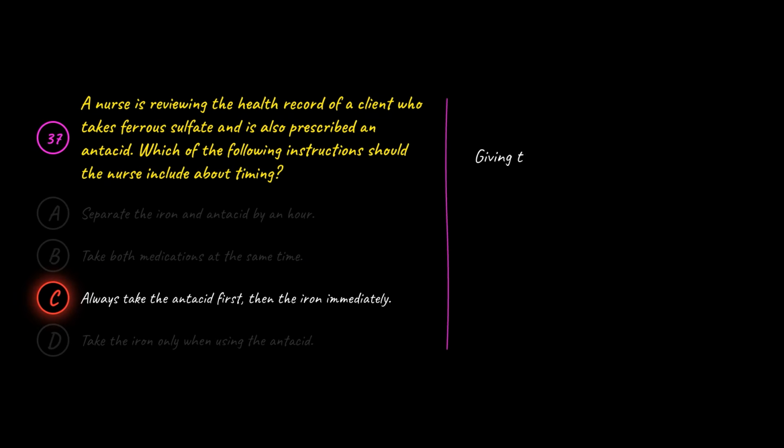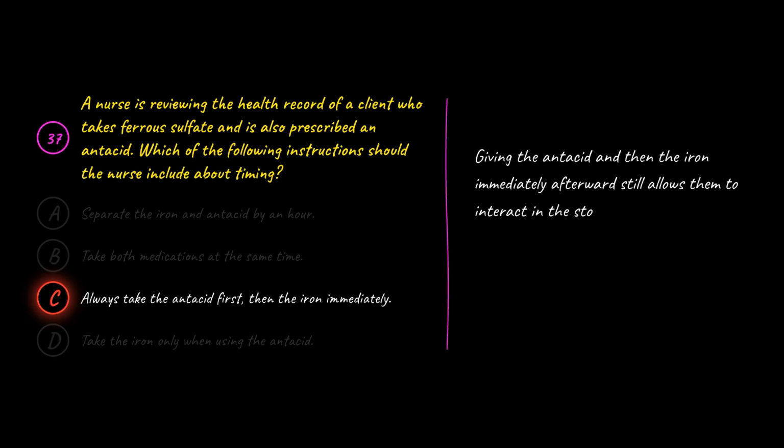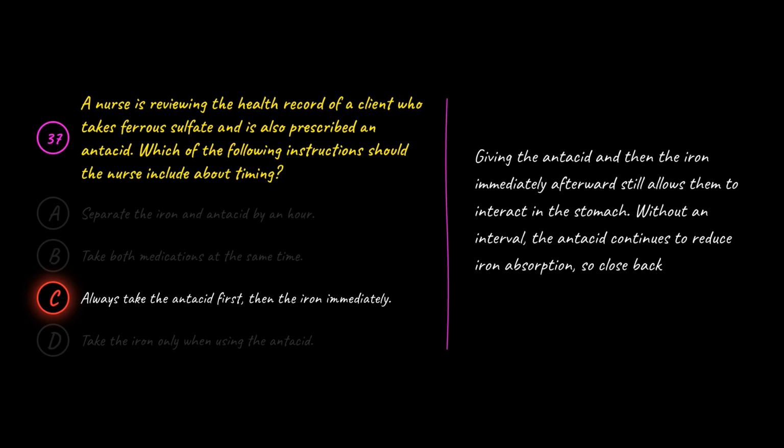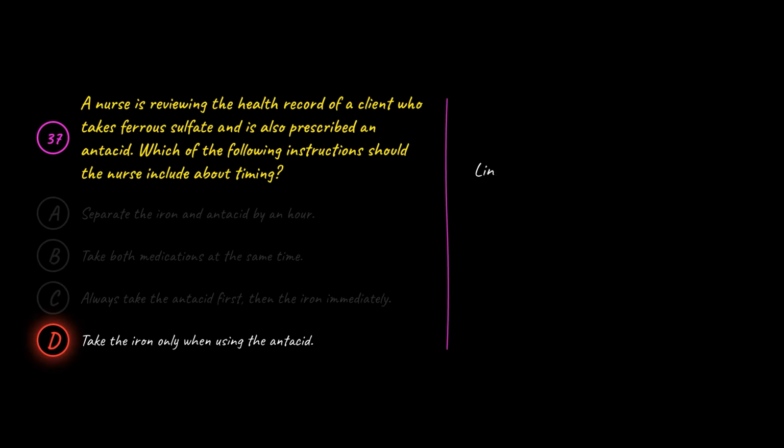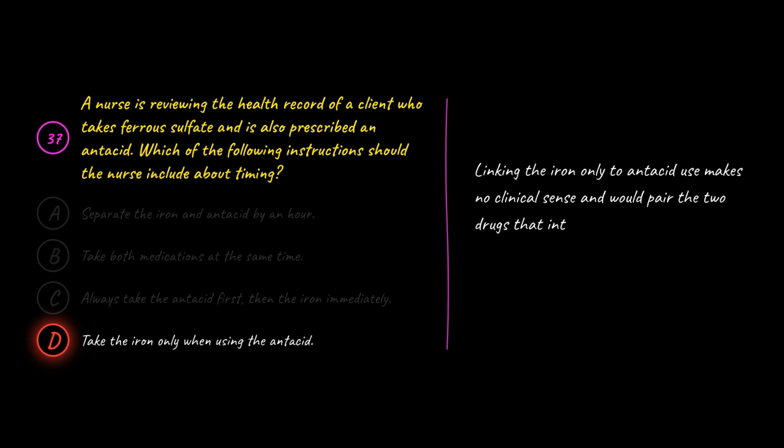C is wrong because giving the antacid and then the iron immediately afterwards still allows them to interact in the stomach. Without an interval, the antacid continues to reduce iron absorption, so close back-to-back dosing does not help. D is wrong because linking the iron only to antacid use makes no clinical sense and would pair the two drugs that interact. The correct approach separates them in time rather than tying their schedules together.